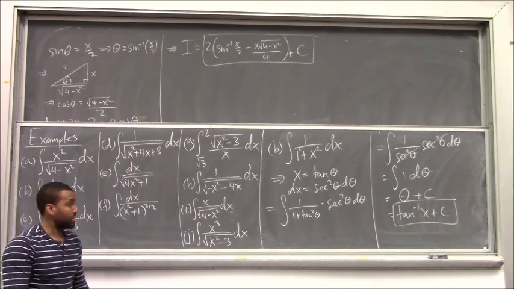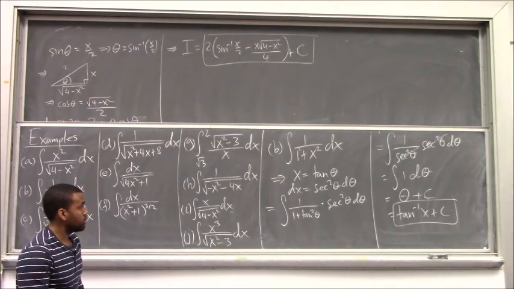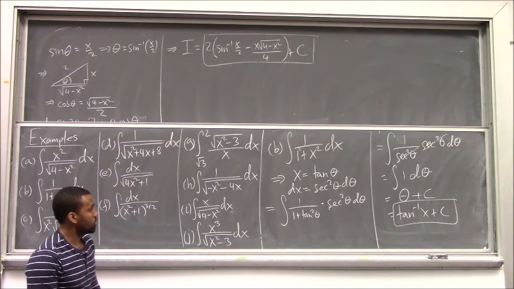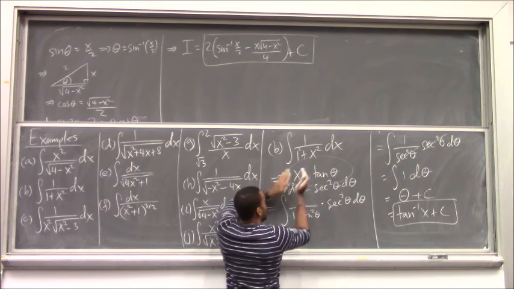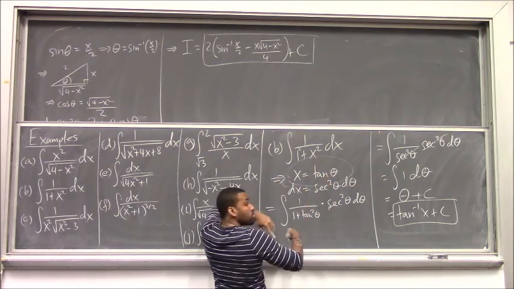Can you go over that last part? How'd you get tan inverse? The last part? Because x is tangent theta, so I take the tan inverse of both sides to solve for theta. Oh.